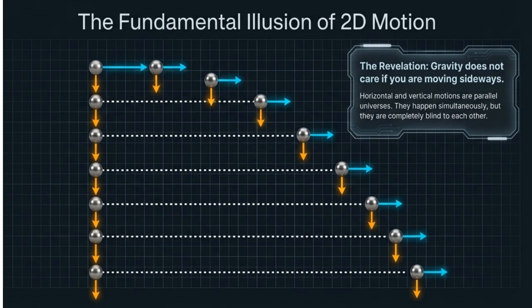The diagram here shows how an object moves forward while falling straight down due to gravity, illustrating that these two motions occur simultaneously but in separate universes. This basic idea helps us understand more complex motion and sets the stage for what we'll discuss next.